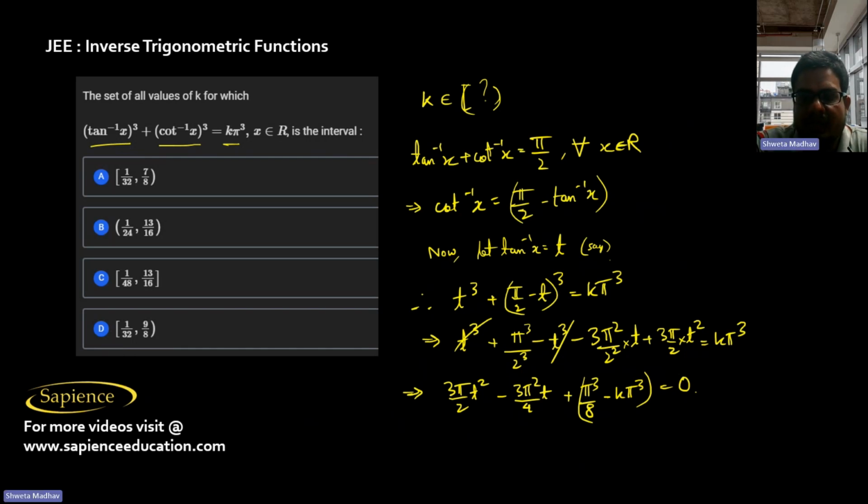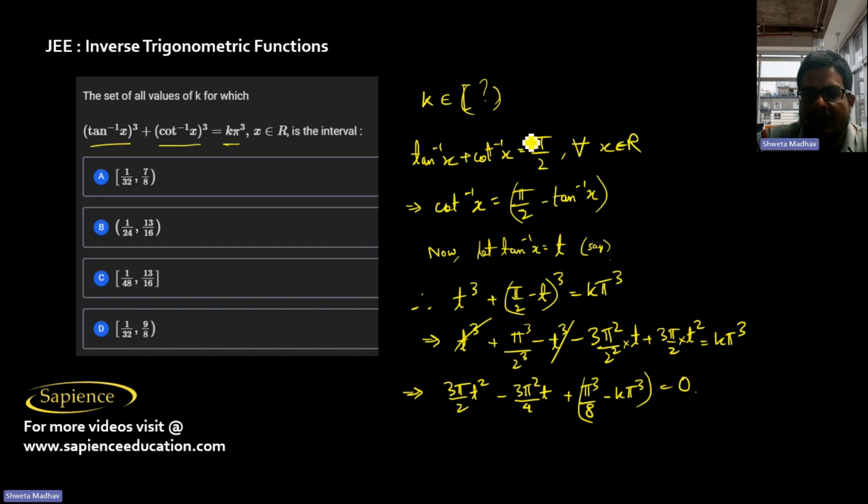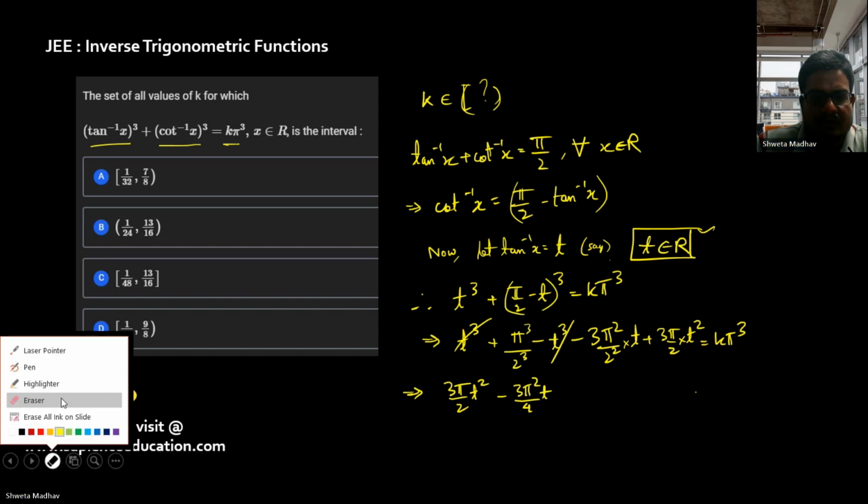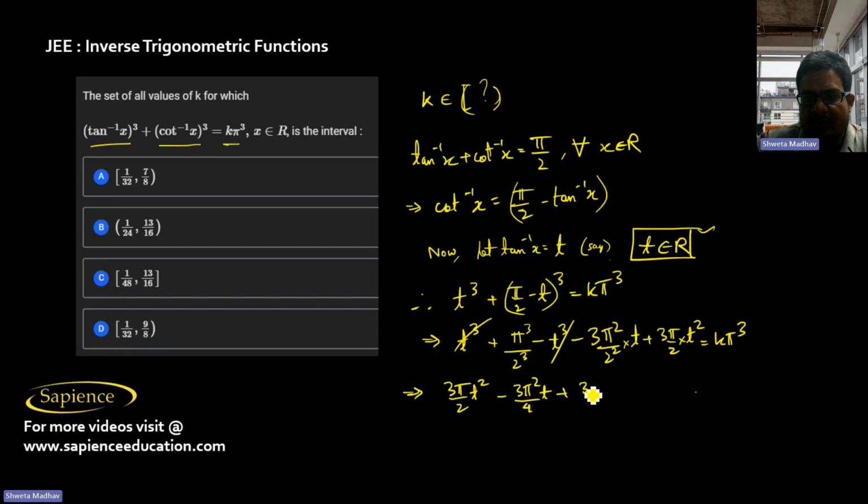Now tan inverse x can be any real number. Tan inverse x also can be any real number. So it means that t also will belong to R. T can be any real number. So therefore, we can say actually this is equal to plus pi cube by 8, that is equal to k pi cube.